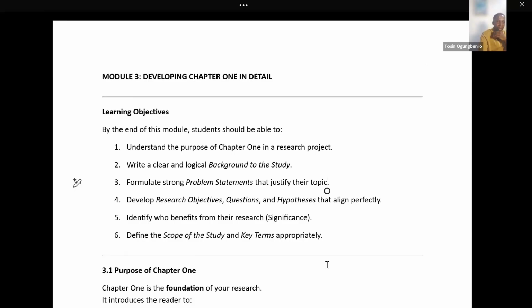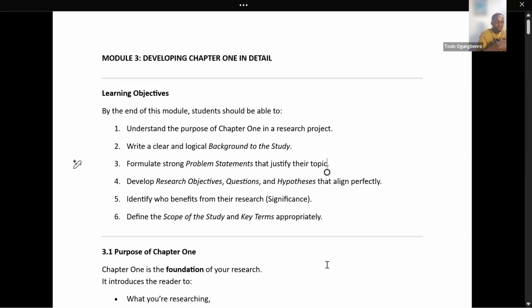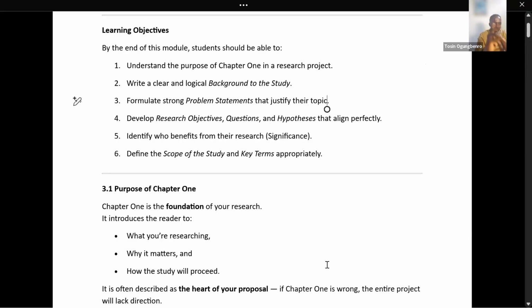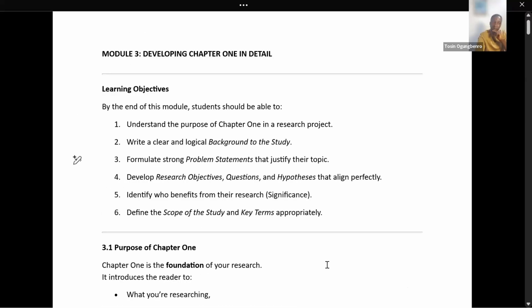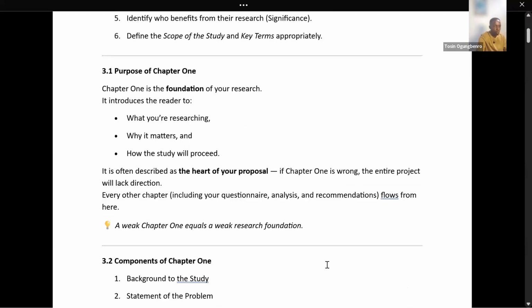All right, these are our learning objectives for today. Starting with chapter 1: write a clear and logical background, with problems that justify your topic. Develop research objectives, questions, and hypotheses that align perfectly. Identify who benefits from your study, and then define the scope of your study. So that is the learning objective for this particular session.